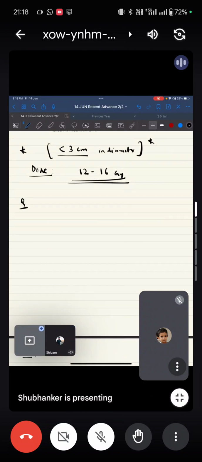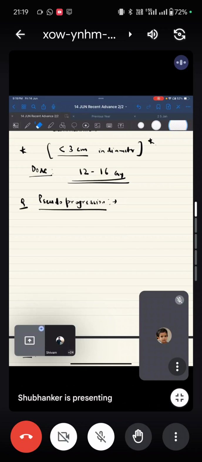What do you mean by pseudo progression? They can give you a similar sort of image, an image of some CyberKnife, and they can ask you what is the size of the tumor with which you will proceed, what is the treatment duration and the dose, and what do you mean by pseudo progression. So following stereotactic radiosurgery, there is a transient enlargement of the tumor.